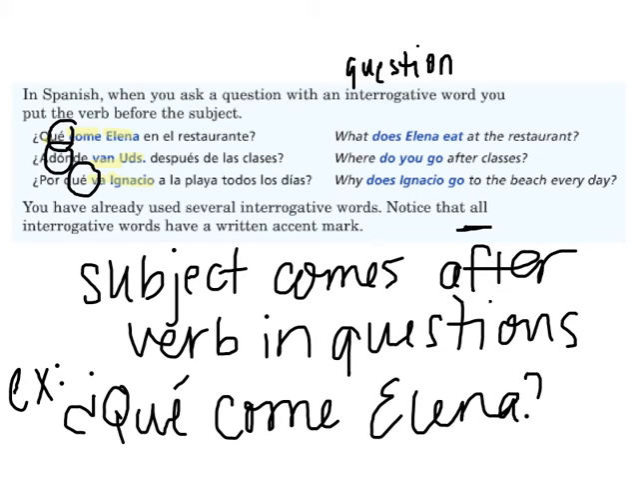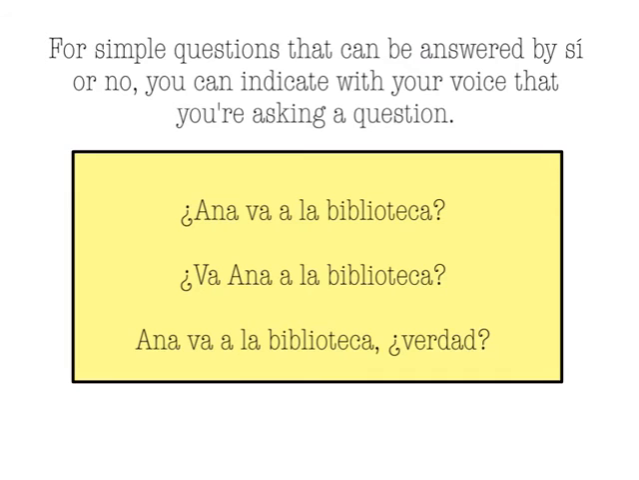We have one more page to go through together about more simple questions and how we state them, and then we'll go back to our original question. For simple questions that can be answered by sí o no, you can indicate with your voice that you're asking a question. And we do this in English as well. So we might say, you're going to the library, instead of are you going to the library? Because it's a yes or no question, we'll just say, oh, you're going to the library? Or you're going to the library, right? So this will show us how this goes in Spanish.